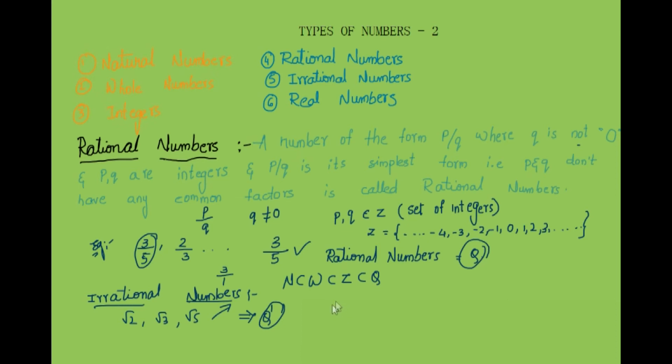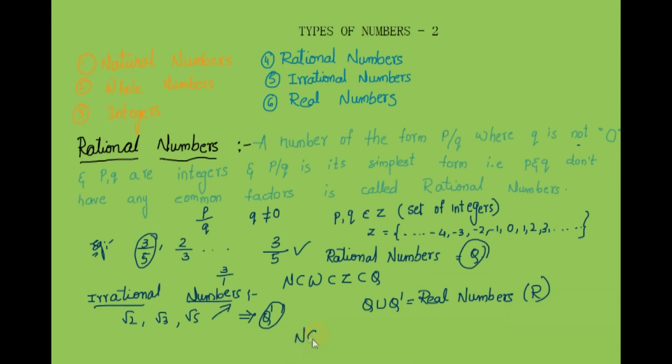The combination of rational numbers and irrational numbers, that is, rational numbers union irrational numbers. If we combine both rational numbers and irrational numbers, we call those numbers real numbers, and it is denoted by R. Rational numbers are denoted by Q, irrational numbers are denoted by Q dash, and if we combine both, they are called real numbers, denoted by R.